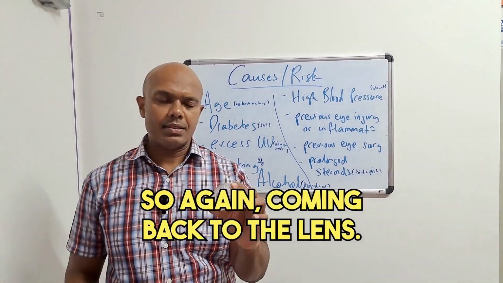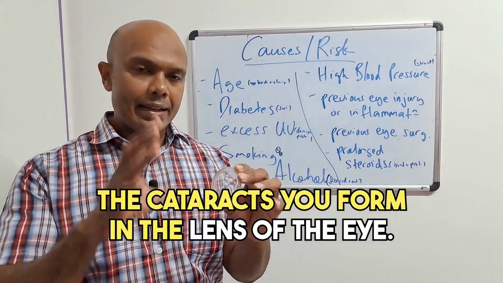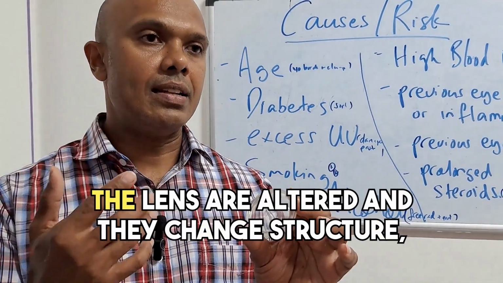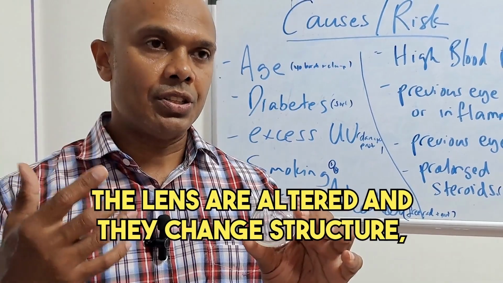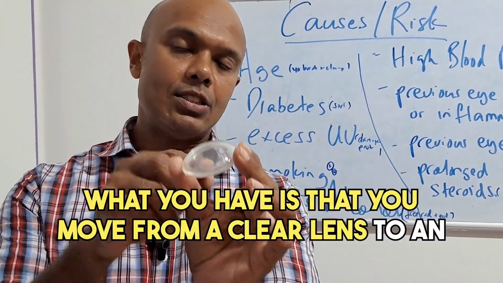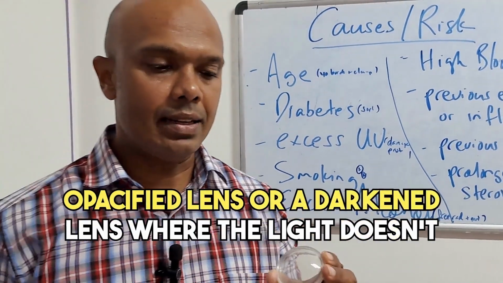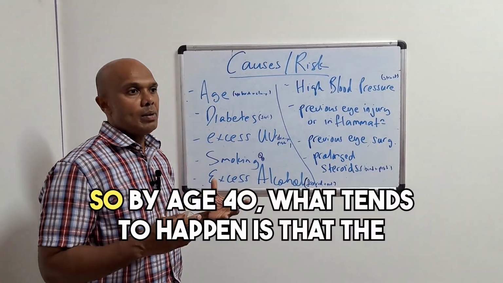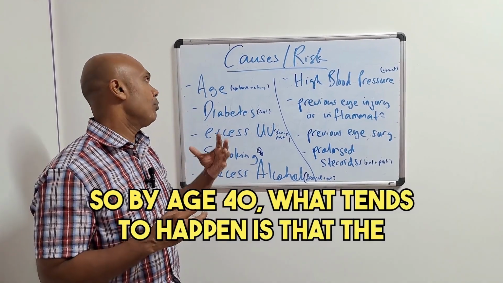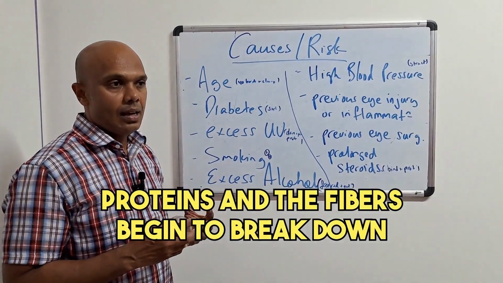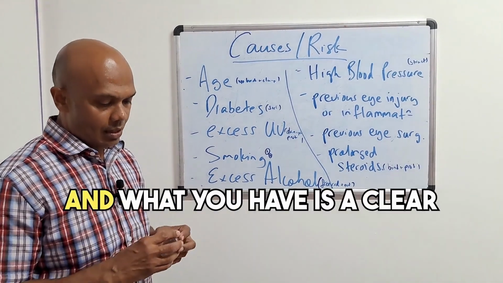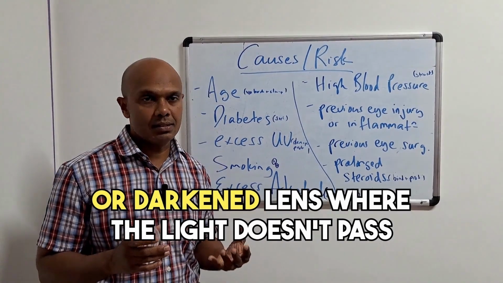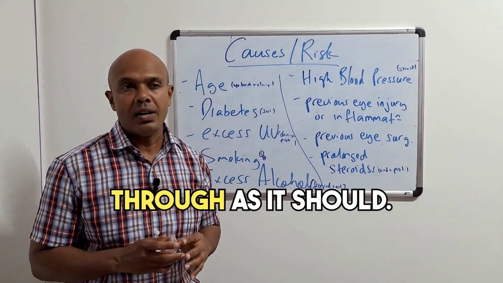Again, coming back to the lens, cataracts form in the lens of the eye. When the proteins and the fibers of the lens are altered and change structure, you move from a clear lens to an opacified or darkened lens where the light doesn't travel through properly. One of the risk factors would be age. By age 40, the proteins and the fibers begin to break down and clump together, and a clear lens turns into a more opacified or darkened lens where the light doesn't pass through as it should.